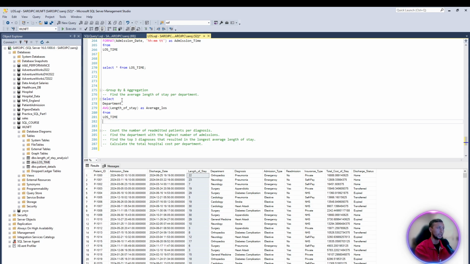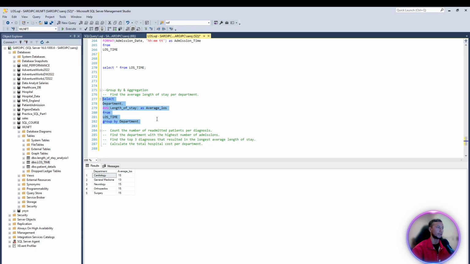Now if we run this query like this, we will definitely get an error. Once we use the average, we are looking for the average length of stay on the basis of department. That means we have to use the group by. So group by department. Let me run this query.